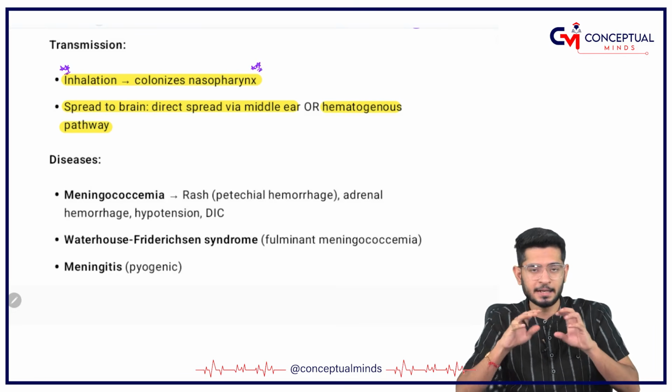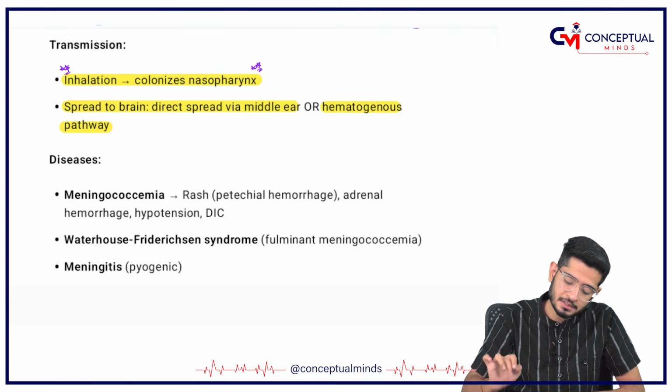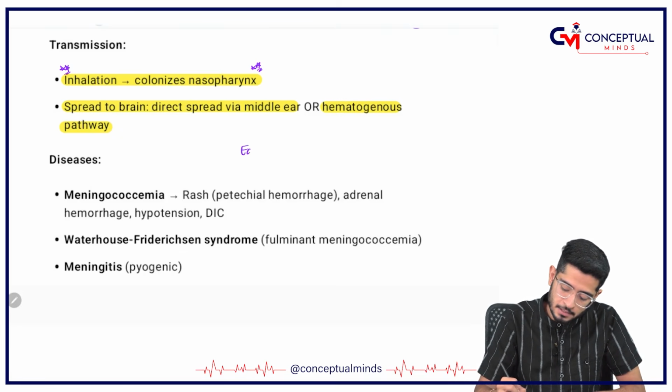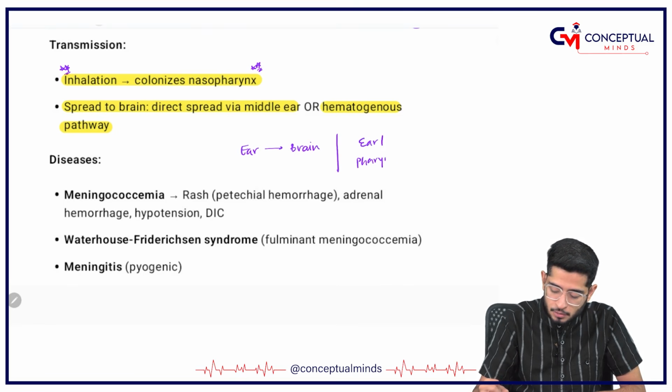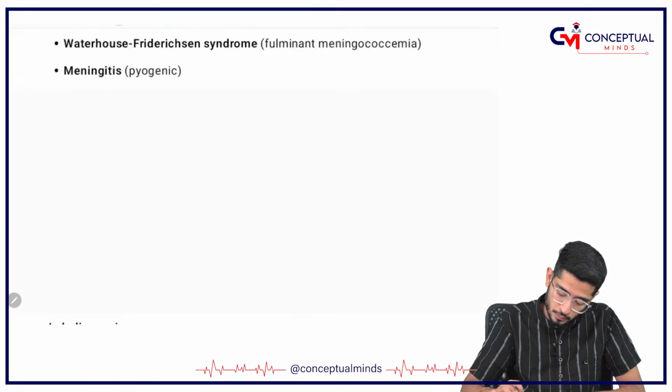So either it is inhaled and they are in the nasopharynx, or there is a direct spread, that means from the ear it is going to go to the brain, or from the ear or from the pharynx it is going to go to the blood vessels, and from the blood vessels it can go to the brain. So both of these things can happen. What are the diseases which are very important?